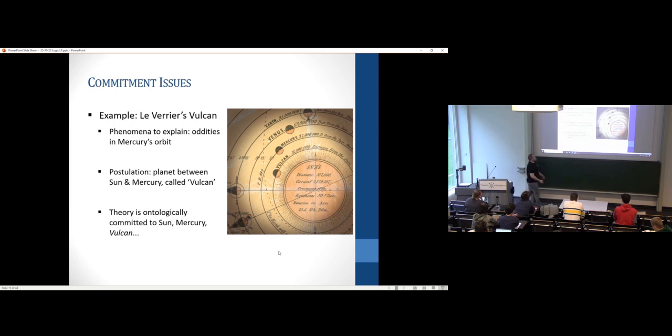Now, this theory is ontologically committed to planets, the sun, Mercury, and Vulcan. And this is why we know this theory is false. Because there is no Vulcan. There is no planet in between Mercury and the sun. So the commitments of the theory include something that we know isn't there, so we know that the theory is false. So this brings up some questions I think people were after. The ontological commitments of the theory are what it says exists. There's a further question then of, are these things out there?